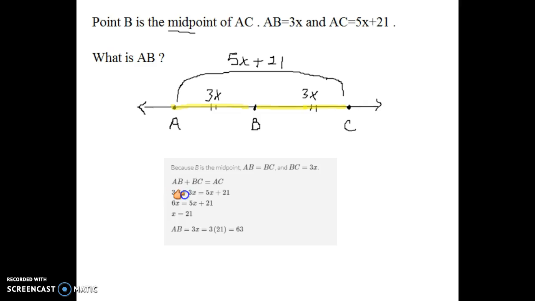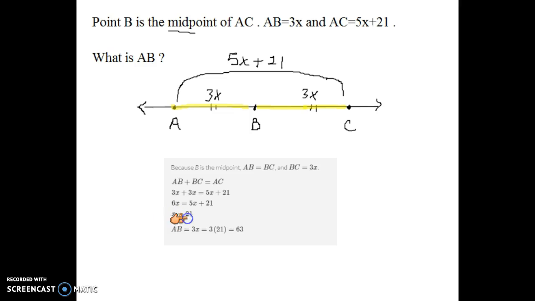So if we add 3x plus 3x, we're going to get the whole, which is 5x plus 21. And now we simply solve this equation. We add our like terms. 3x and 3x gives us 6x. And then we've got to get our x's on one side. So if we subtract 5x from both sides, that gives us x over here is 21.